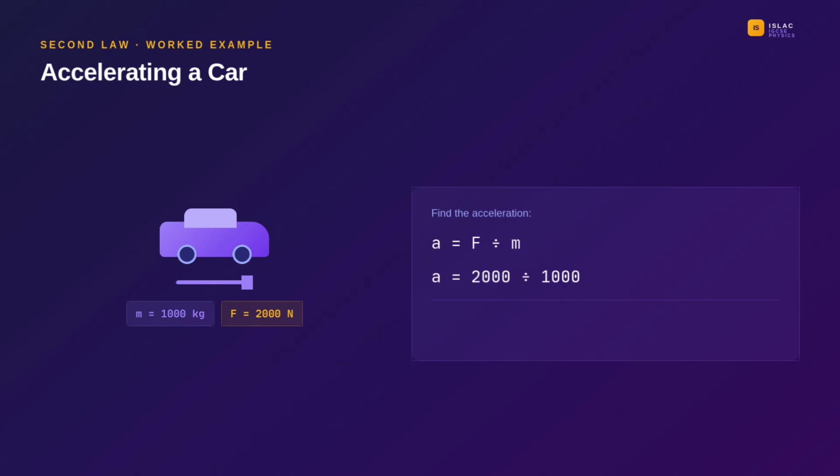Rearranging F equals ma is made easy with the formula triangle. Put F on the top, and m and a side by side underneath. To find any quantity, cover it up with your finger.